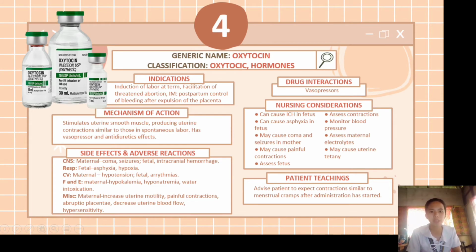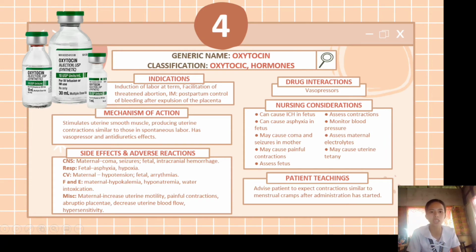Indications of this drug: induction of labor at term. Second, facilitation of threatened abortion, which is vaginal bleeding before 20 weeks gestational age in the setting of a positive urine and/or blood pregnancy test with a closed cervix. IM: postpartum control of bleeding after expulsion of the placenta.